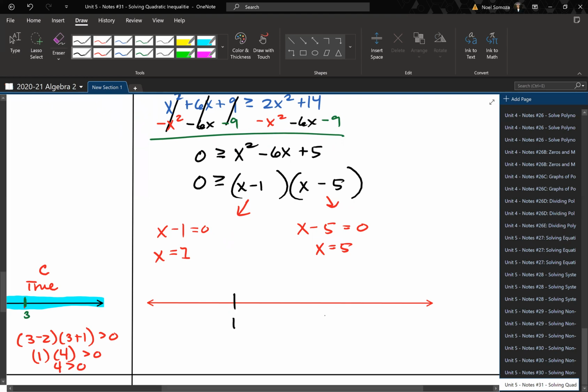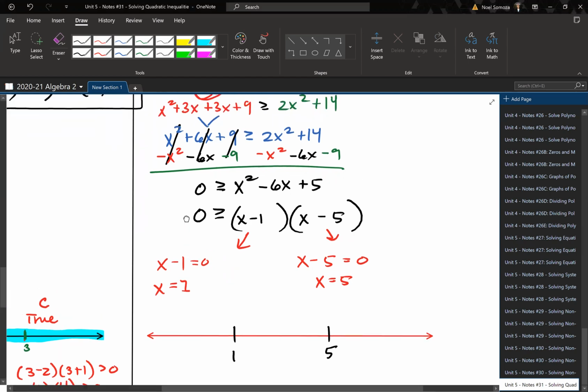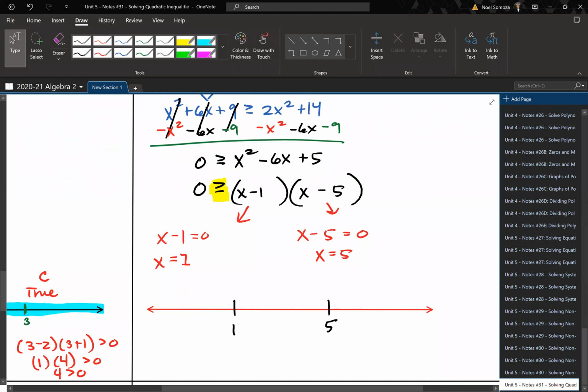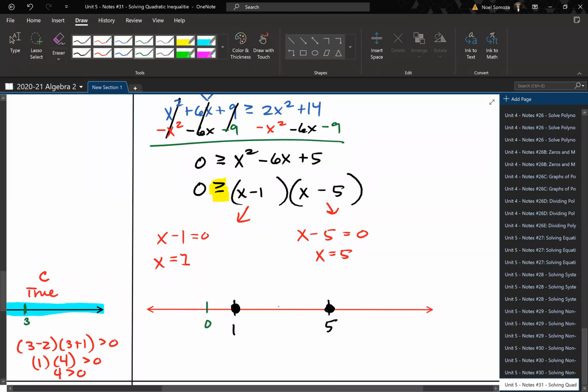So here's 1, here's 5. The inequality that we have tells us to draw what kind of circles on 1 and 5? Yeah, these have to be closed, right? They would have to be closed because we can include them in our solutions. All right, so now we just have to find some test points. To the left of 1, that could be 0. In between 1 and 5, that could be 2. And then after 5 could be 6.